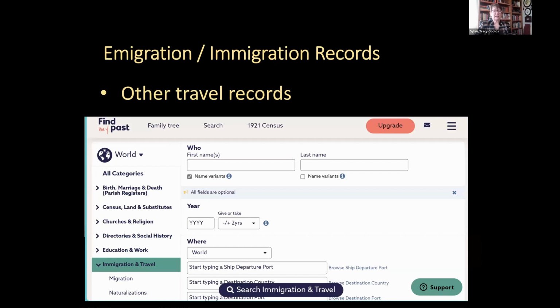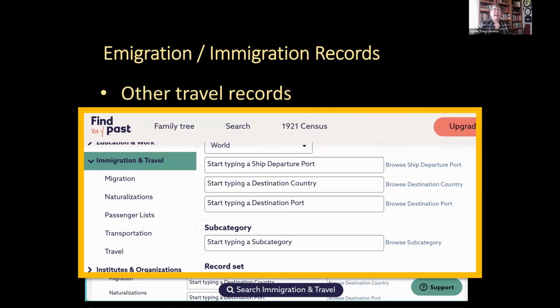Again, Find My Past has great information. You look at the different categories that are available here: migration, naturalizations, passenger lists, transportation. If you're not familiar with English records, transportation refers to people who were transported at the expense of the government because that was part of their imprisonment. And remember, this could be a time frame where people were imprisoned for stealing a loaf of bread.